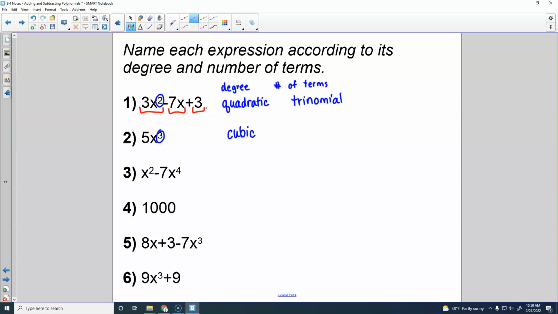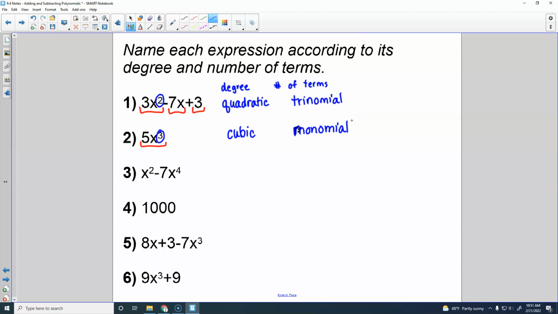How many do we have here? I don't see any plus or minus signs. If you don't have any plus or minus signs, you just have 1 term. So this is just 1. What's their special name if we only have 1 term? Monomial. Okay.